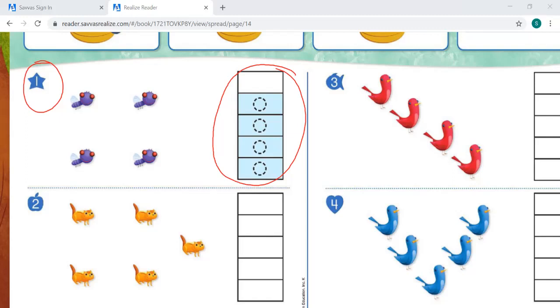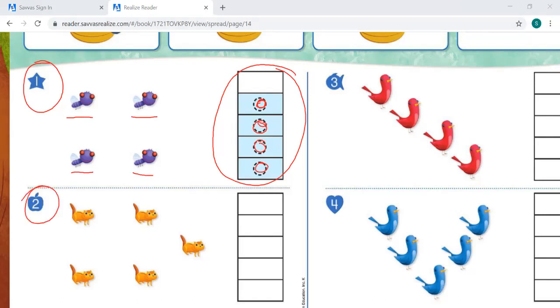So how many of these flies do you see? Let's check. 1, 2, 3, 4. There's 4 flies. So we put 4 counters and we color that in because each of those counters represent 1 fly.